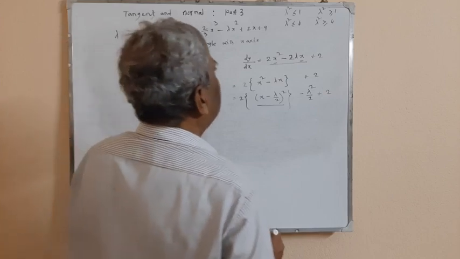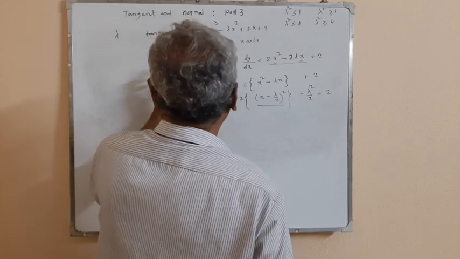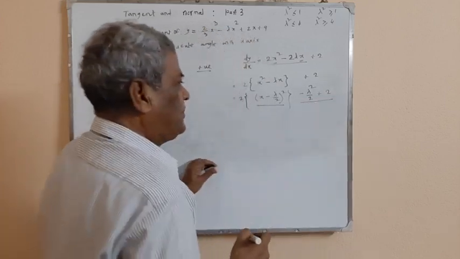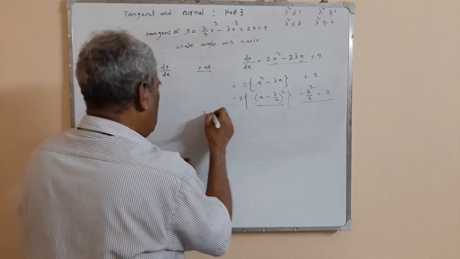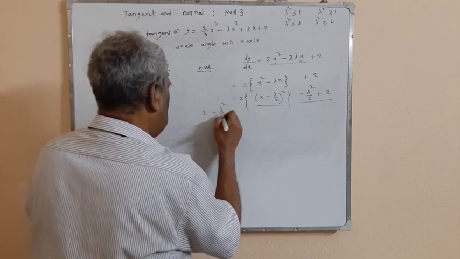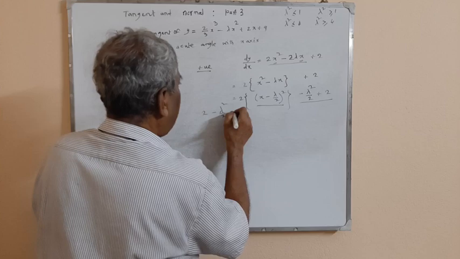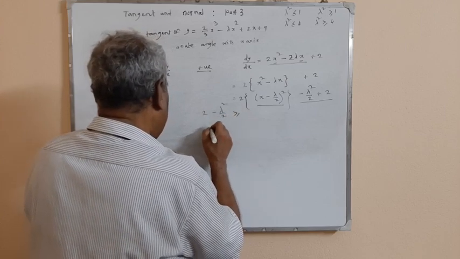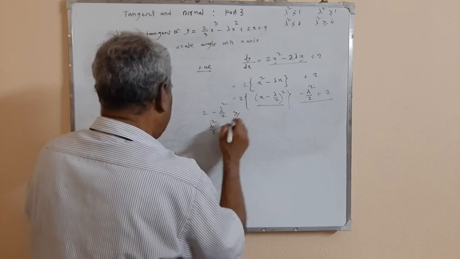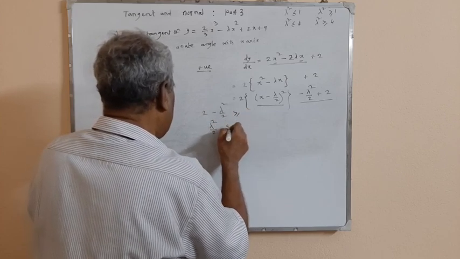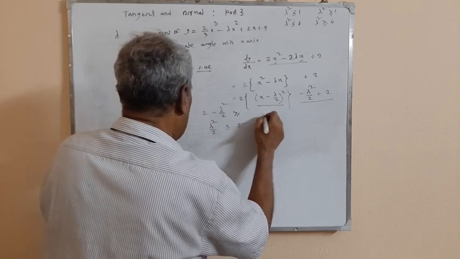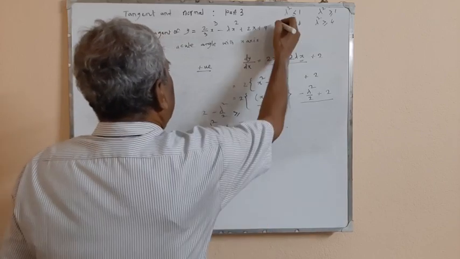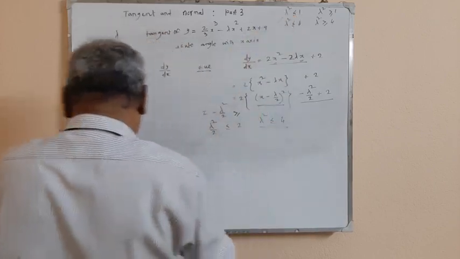Now in order that the tangent makes an acute angle, it must be positive, so that we get 2 minus lambda square by 2 is positive. That is, lambda square by 2 is less than or equal to 2. That is, lambda square is less than or equal to 4. So this is our correct option.